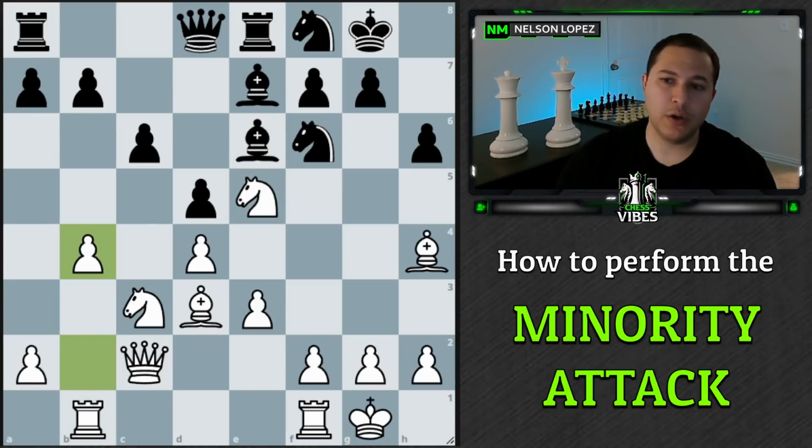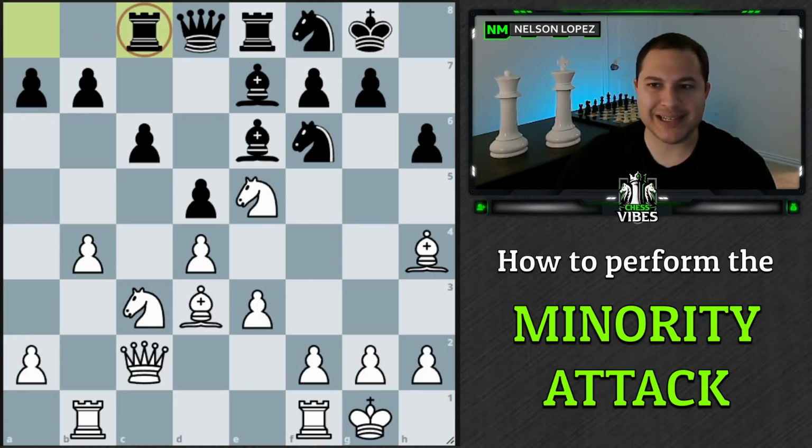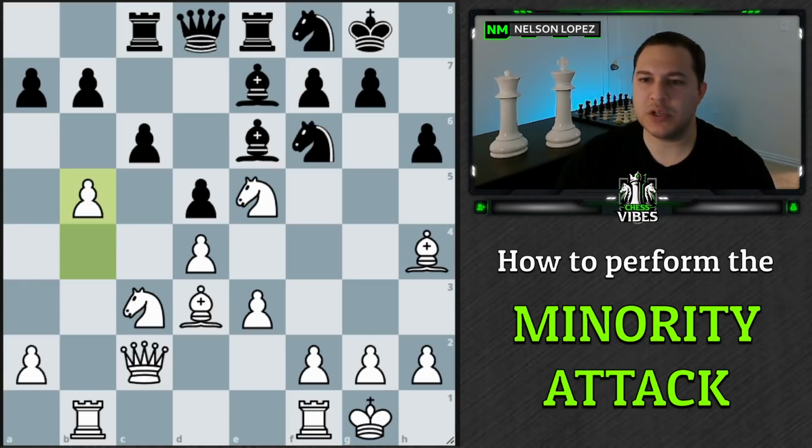Now, one thing I do want to note here is, let's just say black didn't play a6, and they played this move, rook to c8. This is something you want to watch out for. If we just think, oh, okay, cool, well, I'm going to play the minority attack here, b5, and trade it off, and that's what Nelson said to do. Actually, it doesn't quite have the same effect in this position because now black can play the move c5.